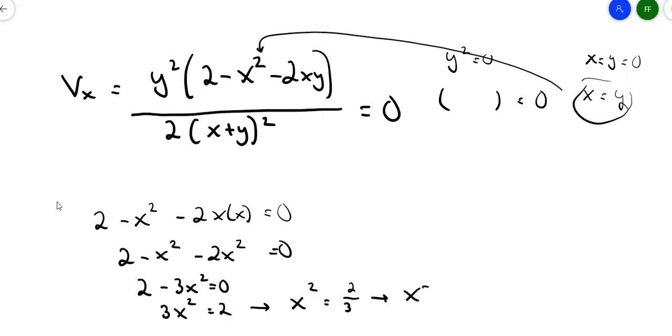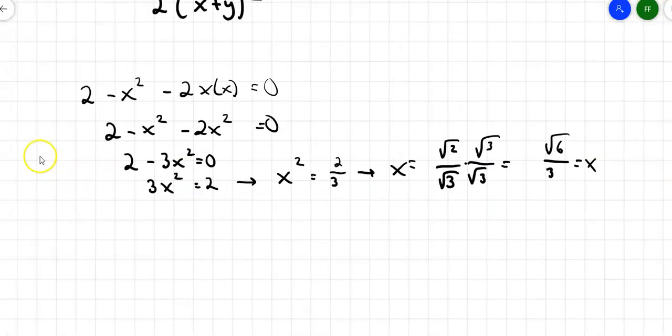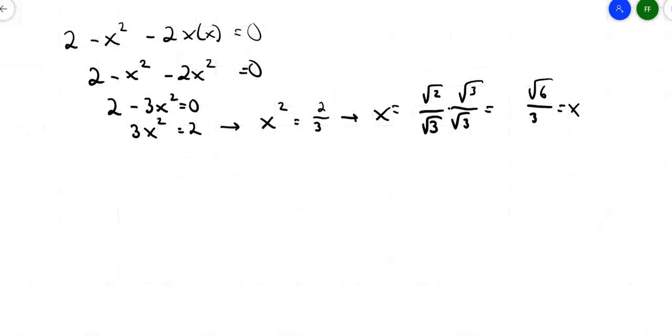So x equals, well, technically plus minus the square root of 2/3. But I'm not going to include the negative because if I do, I'm saying there's a negative side length to my box. Hit the top and bottom with the square root of 3, and I end up with x equals the square root of 6 over 3. Well, if that's x, that's also y, because both of them then turn out to be square root of 6 over 3.